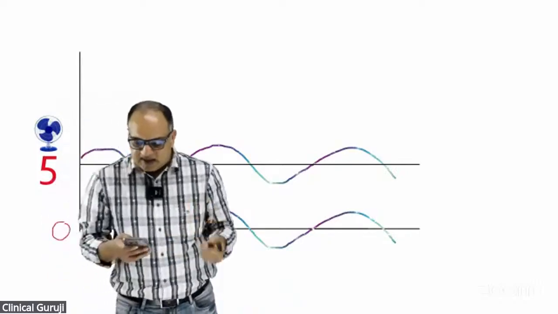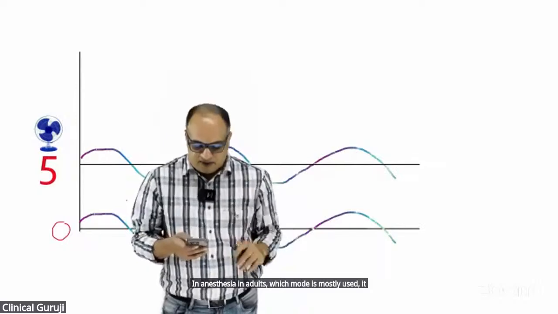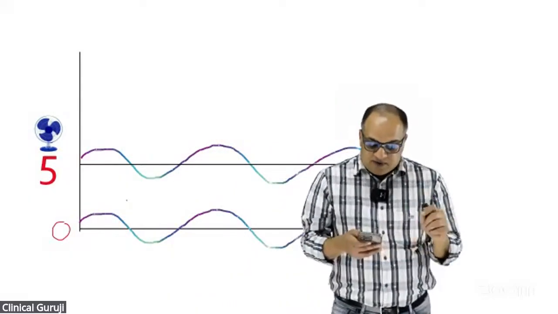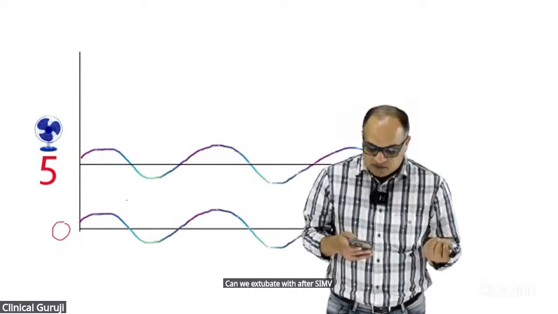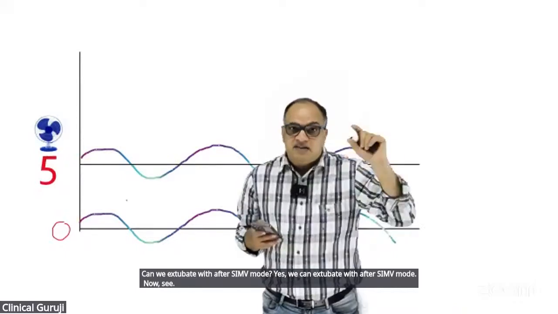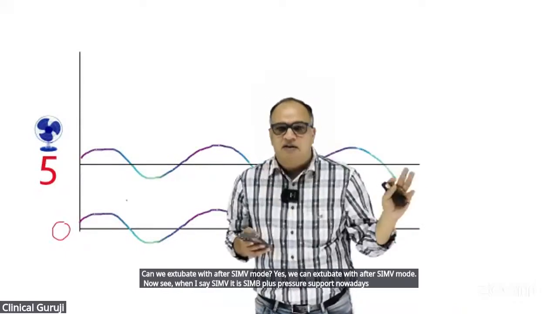In anesthesia in adults, which mode is mostly used? It is CMV or ACMV. Can we extubate after SIMV mode? Yes, we can extubate after SIMV mode. Now, when I say SIMV, it is SIMV plus pressure support. Nowadays, plain SIMV modes are not available in ventilators.